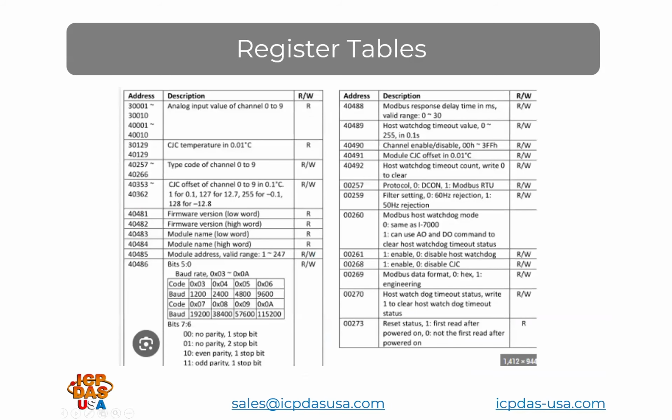It's a little blurry, but here's a typical Modbus register table. This is from one of our Modbus RTU data acquisition modules. This module has 10 analog input channels, which can be read with Modbus registers 30,001 to 30,009 or 40,001 to 40,009. There are also other readable or writable registers shown in the table. We will go into more detail about the address field in the coming slides.